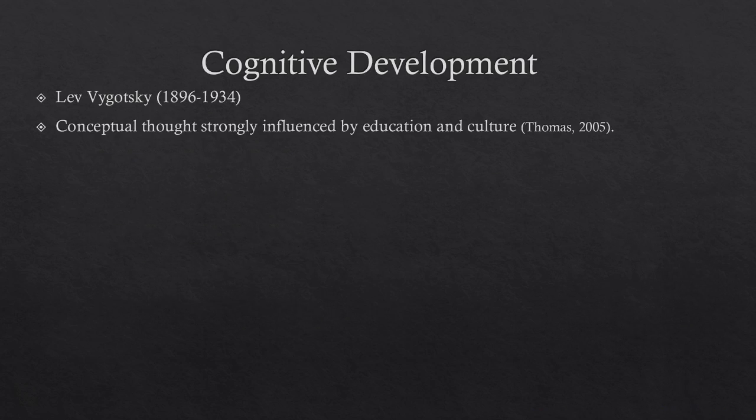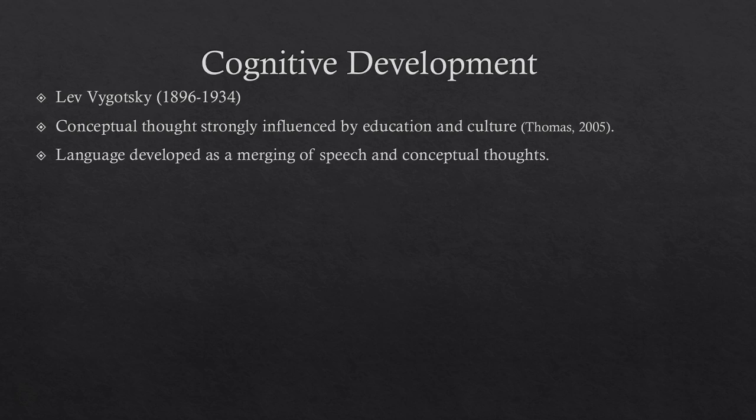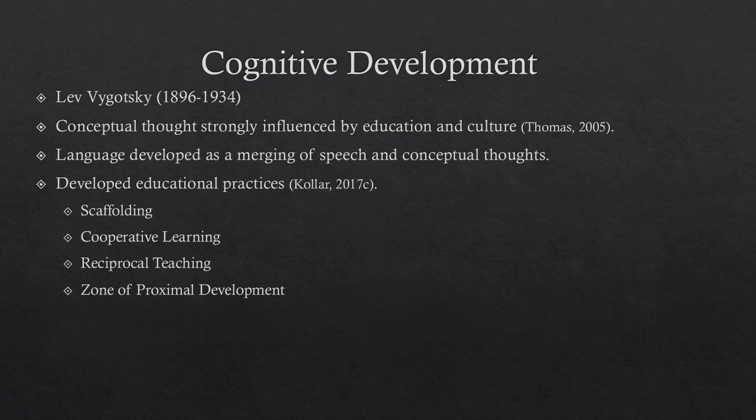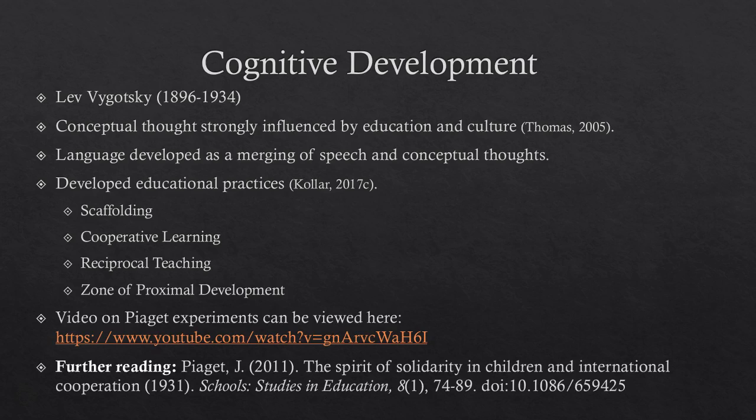So another well-known cognitivist was Lev Vygotsky. And he believed that conceptual thought was strongly influenced by education and culture. In other words, it was not just that children achieved higher level thinking and conceptual thought due to maturation, but he felt that this was primarily influenced by education and culture. He developed several educational practices that are still in use today: scaffolding, cooperative learning, reciprocal teaching, and zone of proximal development.